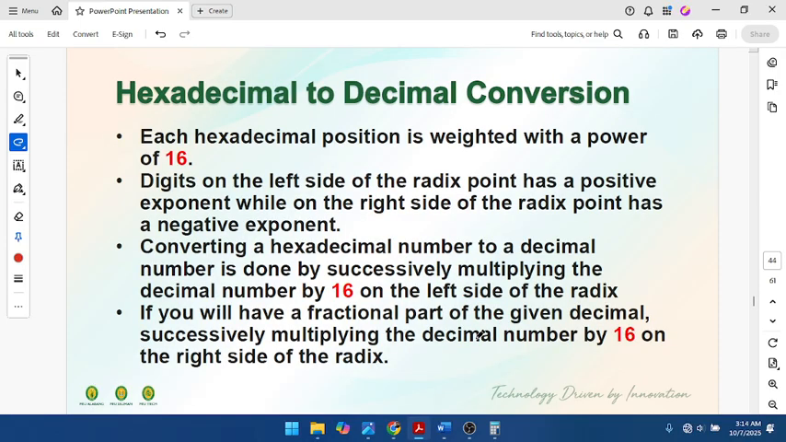Next, hexadecimal to decimal conversion. Each hexadecimal position is weighted with a power of 16. The digits on the left side of the radix point have a positive exponent, while those on the right side of the radix point have a negative exponent. Converting a hexadecimal number to a decimal number is done by successively multiplying by 16 on the left side of the radix. If you have a fractional part, successively multiply by 16 on the right side of the radix.